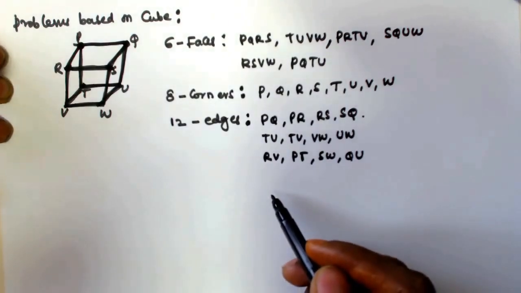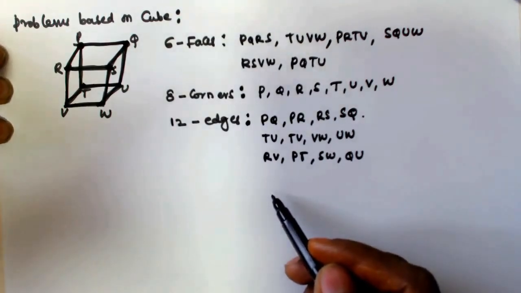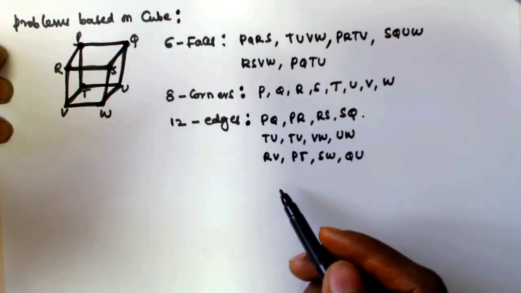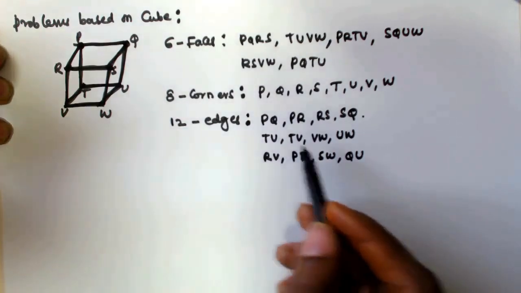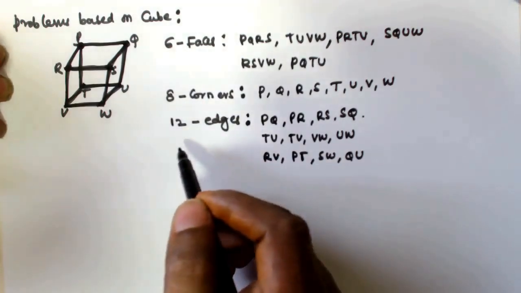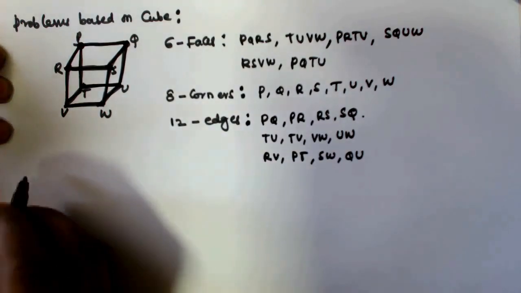So I will repeat once again. A cube is a three-dimensional figure which consists of length, breadth and height which are equal to each other. A cube consists of 6 faces, 8 corners and 12 edges. So let's see one problem based on the cube.